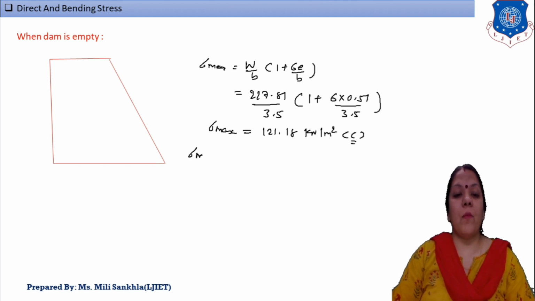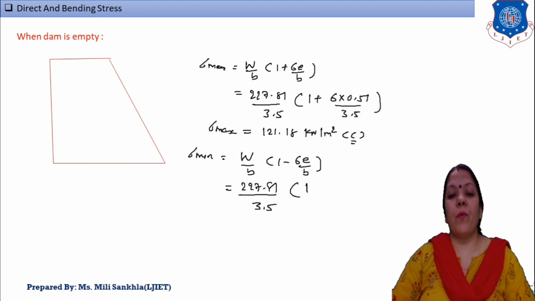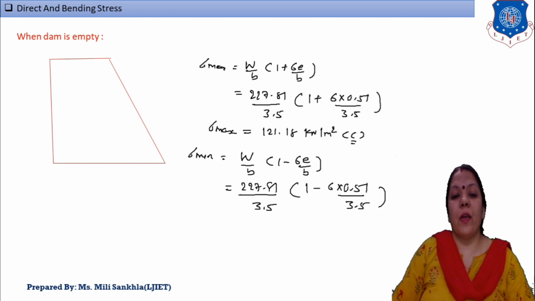Now sigma minimum is equal to capital W by B into (1 minus 6E by B). Put the values: 227.81 divided by 3.5, into (1 minus 6 into 0.51 divided by 3.5), and my answer of this sigma minimum is equal to 8.18 kilonewton per meter square.